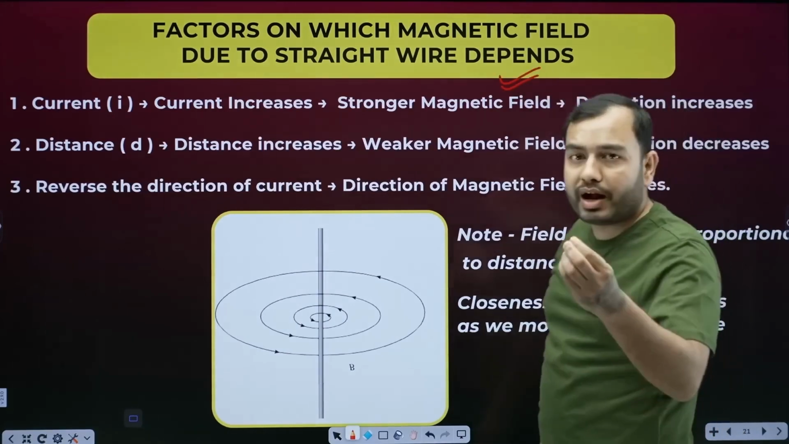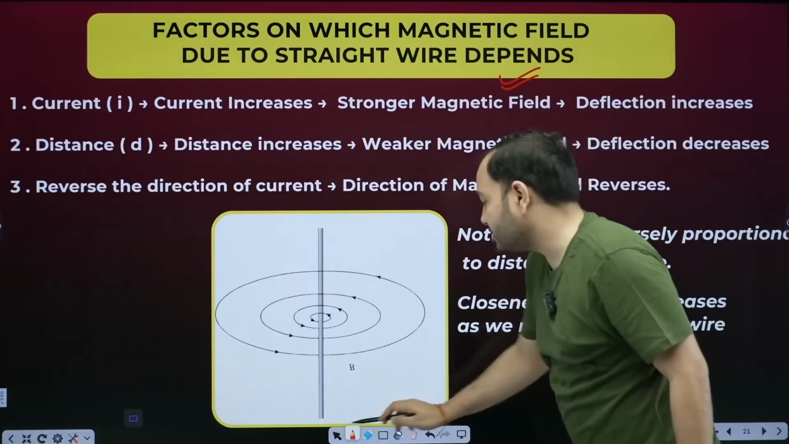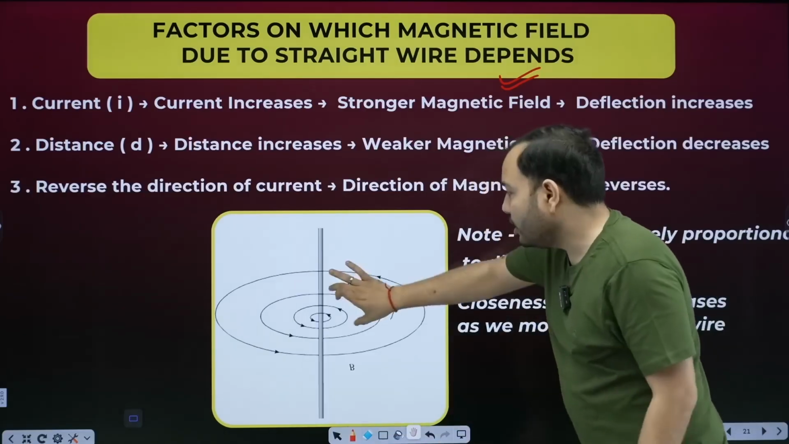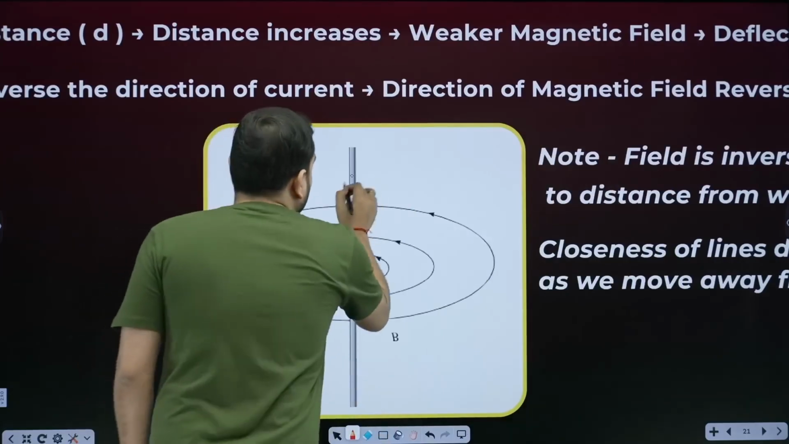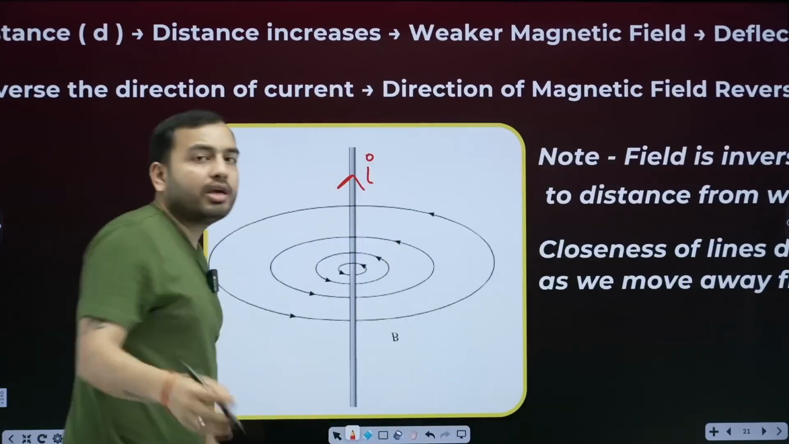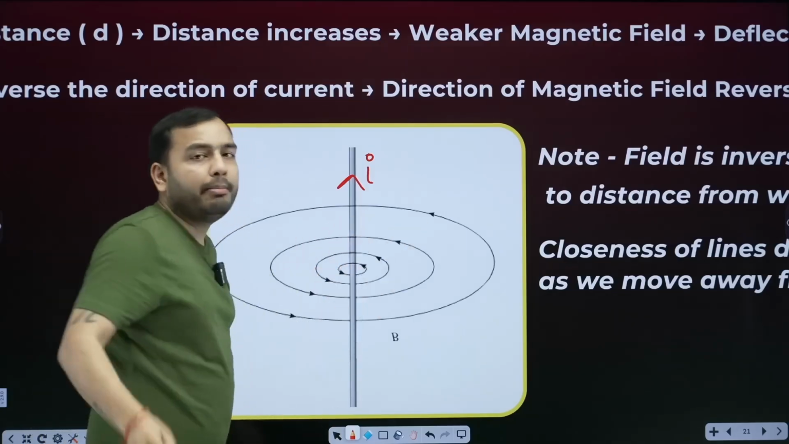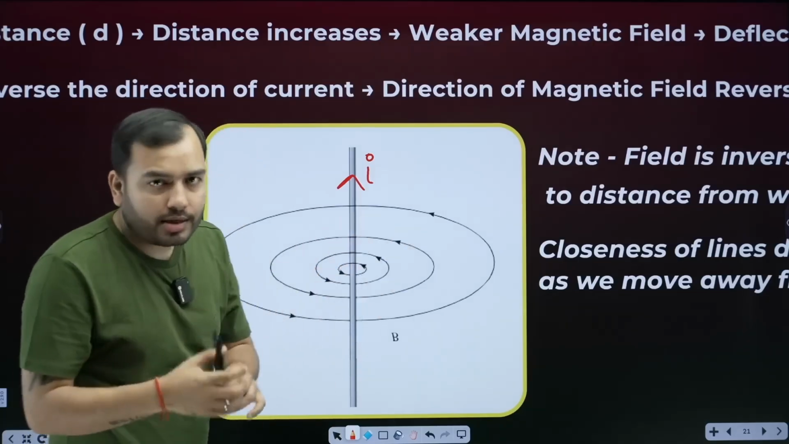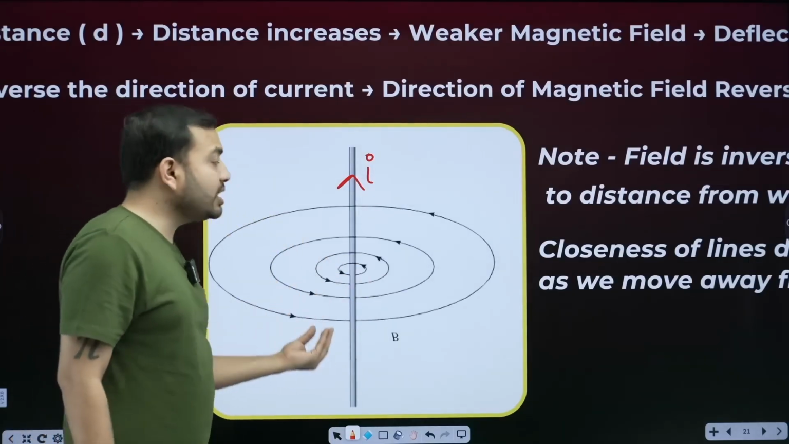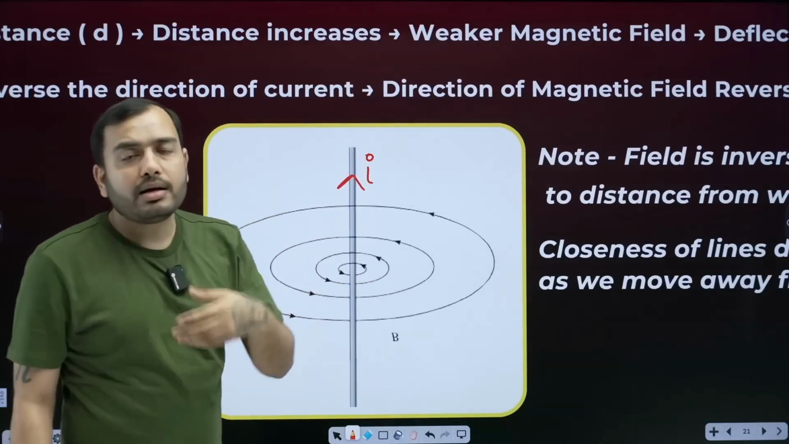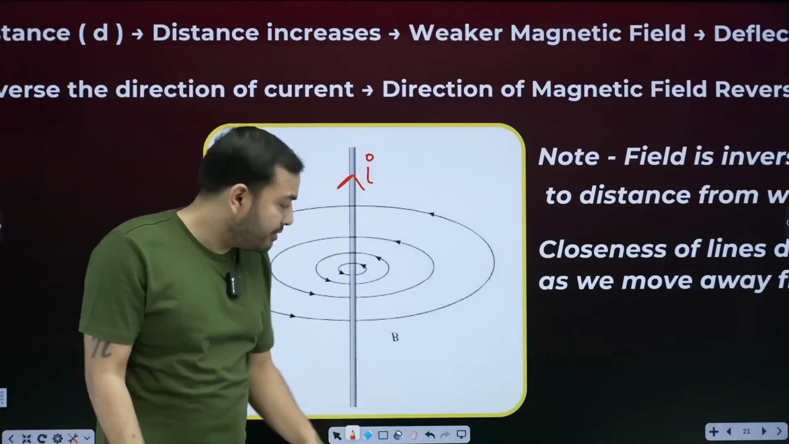Now, where will the magnetic field be more? Where will it be less? What are the factors? You can understand this very easily. First, tell me, the further you go from the wire, this current carrying wire, what will happen? Its dominance will keep decreasing. So as you go further away, the magnetic field will keep decreasing. With distance, the magnetic field will decrease. Second, the more current you put in the wire, the more the magnetic field will be. The stronger the current is, the more the magnetic field will be.